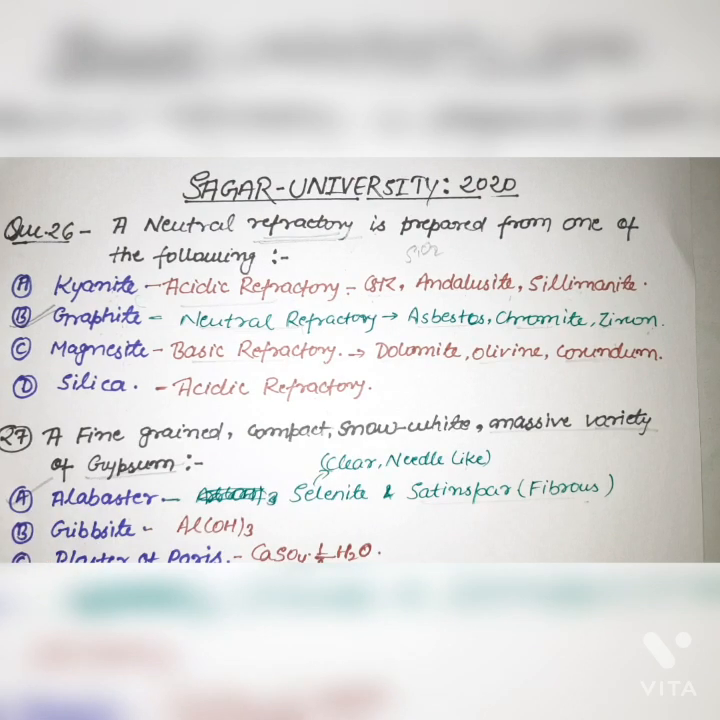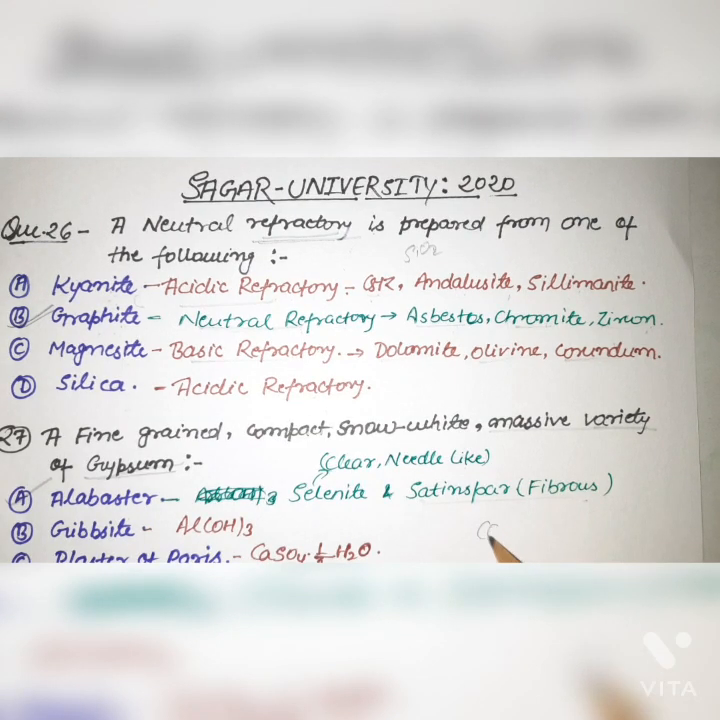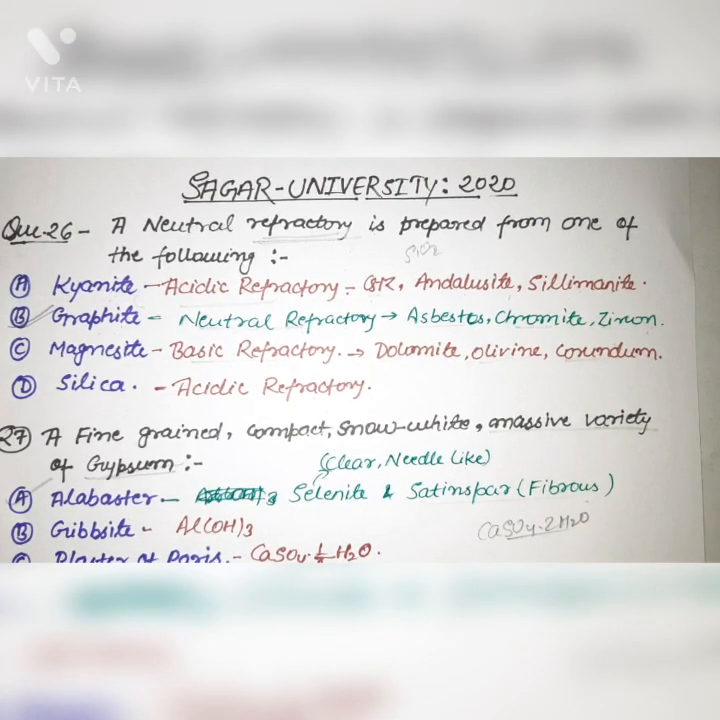But most of you can get confused with plaster of Paris. You have seen plaster of Paris and you can say that this is also fine grained, compact, snow white. But this is not a variety of gypsum, as the composition of gypsum is CaSO4.2H2O, but if you see the composition of plaster of Paris, it is CaSO4.1/2H2O. So there is a difference in the chemical composition of plaster of Paris and gypsum, so this is not a variety of gypsum. The question is asking about a variety of gypsum, so the correct answer will be alabaster.